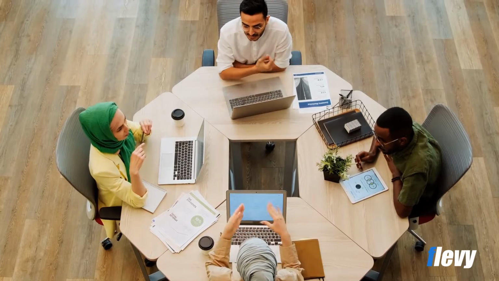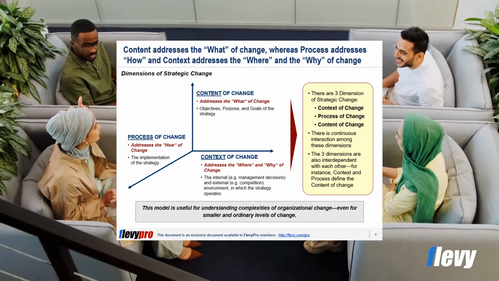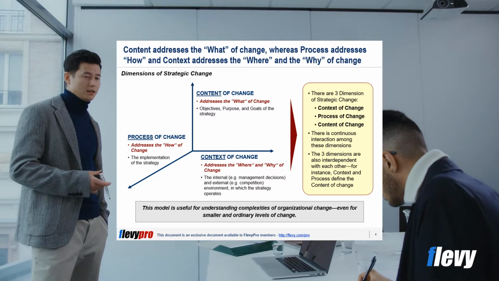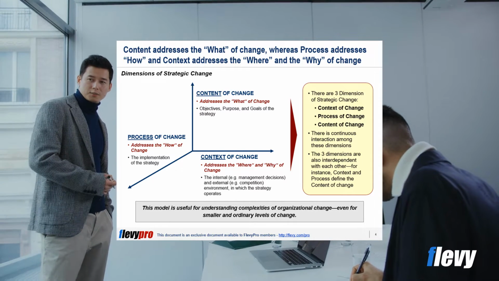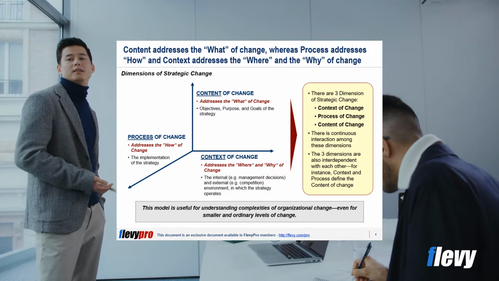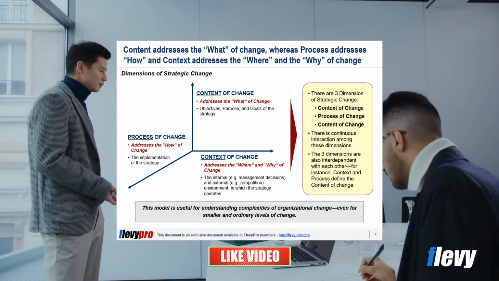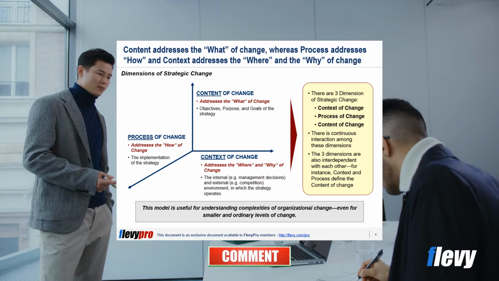To successfully execute such a change initiative, we need to understand the dimensions of strategic change, as identified by Andrew Pettigrew and Richard Whipp. There are 3 such dimensions, as captured on this PowerPoint slide: content of change, process of change, and context of change. Among these 3 change dimensions, there is continuous interaction. The 3 dimensions are also interdependent with each other.